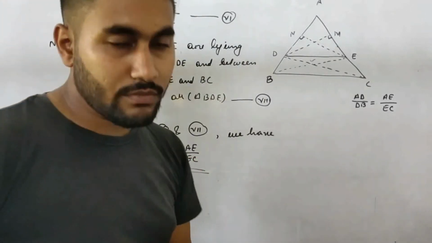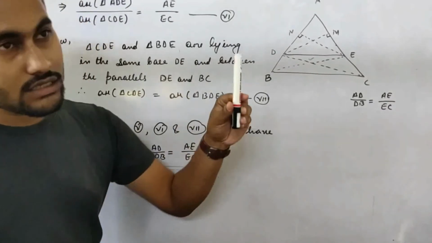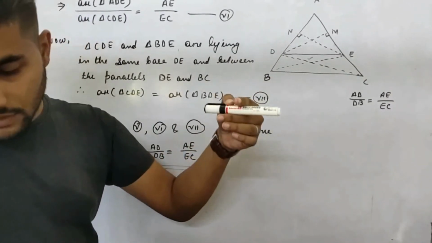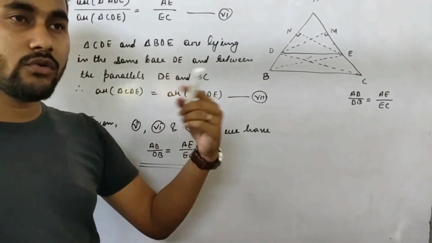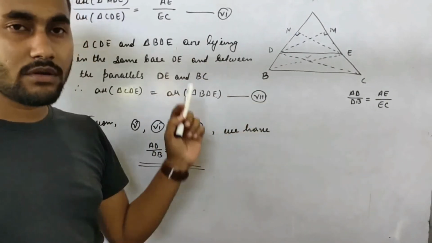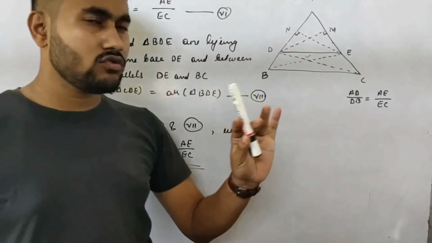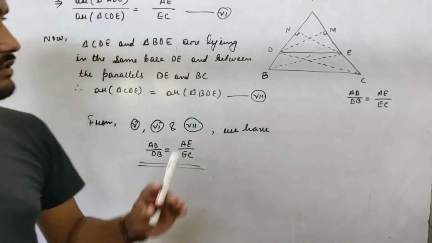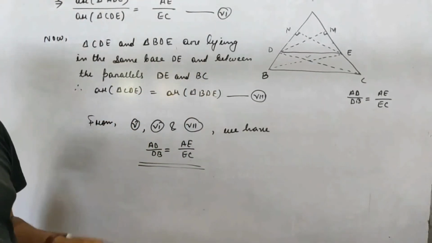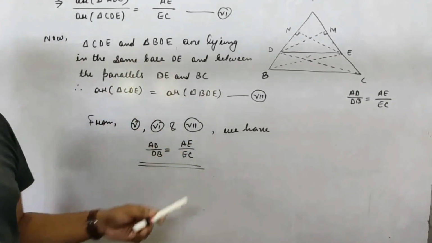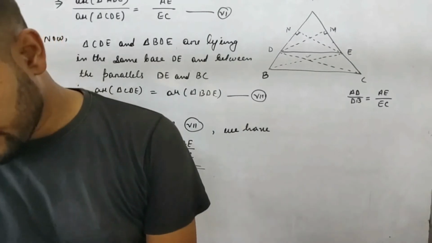There is one more short method to do that. That is by the help of similarity. We will discuss it in some other class, when I complete 6.3, or while doing 6.3. I will discuss how to prove the basic proportionality theorem in an easier way. We will make the triangles similar and we will get the answer. But that is a little bit short. It is better in the exam if you do it by this method which is given in the book. So this was the basic proportionality theorem.